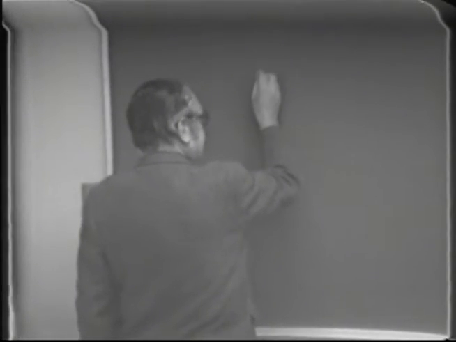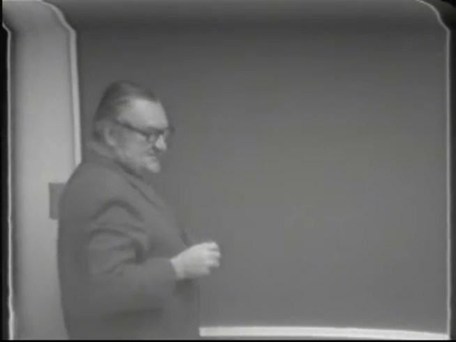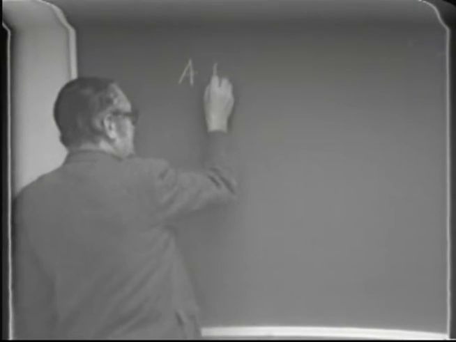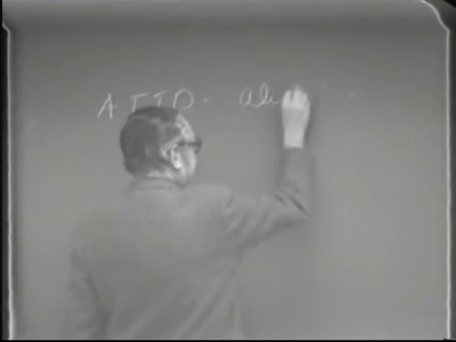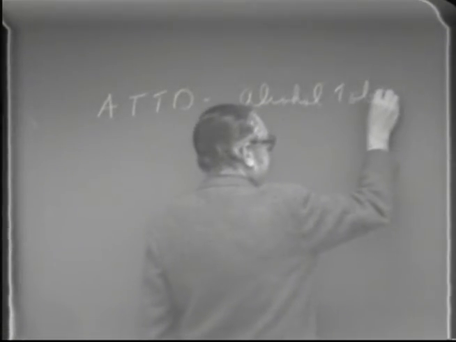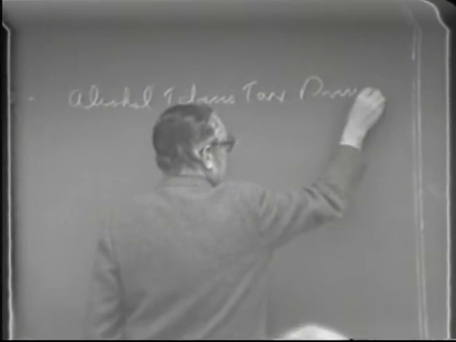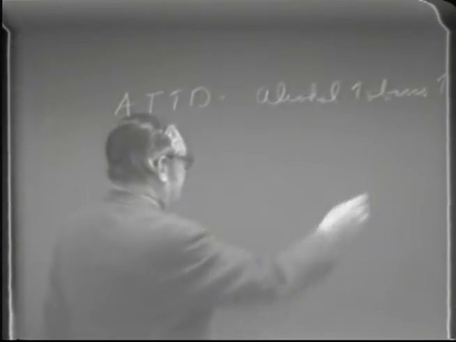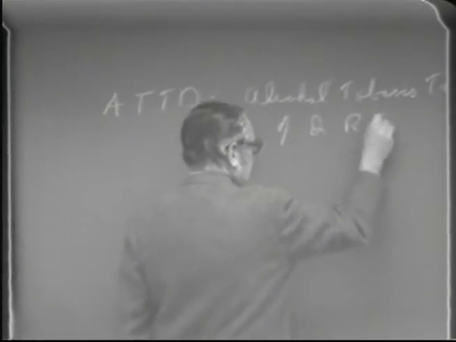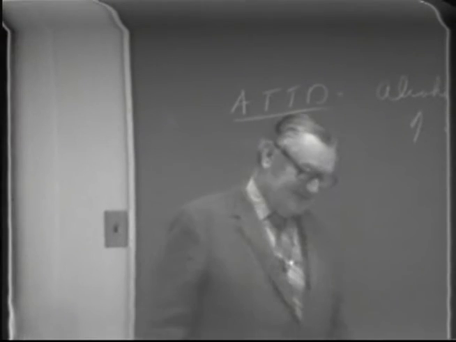Instead of having what used to be called, it went through various phases, but it used to be called ATTD for many years. It was what was called the Alcohol, Tobacco, Tax Division of the Internal Revenue Service. About 2 years ago, a division of the Internal Revenue Service. So many people would either speak of the ATTD or they talk about the IRS.